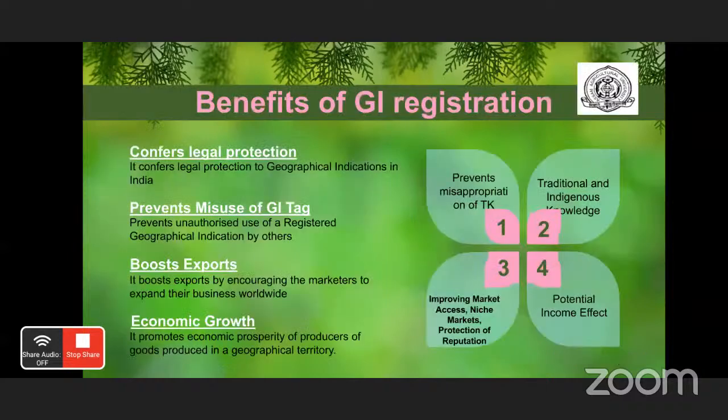So now we discuss what are the benefits of GI registration. It is very, very important. What are the benefits? Why should we go for GI registration? So first thing, it confers legal protection. Whenever we want to claim any benefit, first we have to have the right. If we have the right, then only can we claim our share of benefit. Then only can we claim that, yes, this is ours.